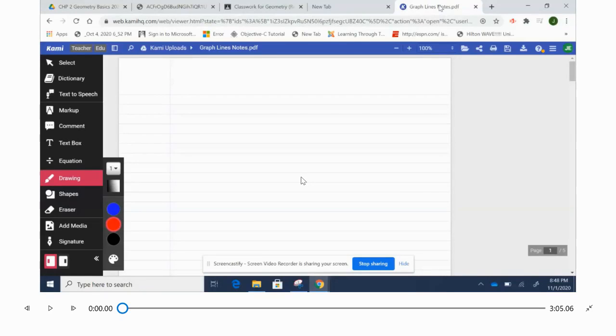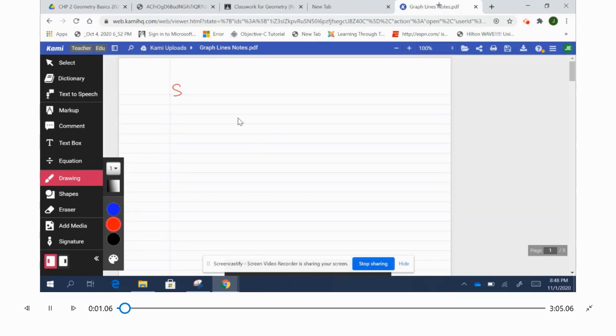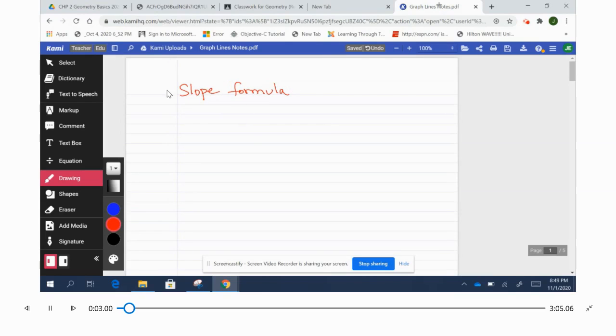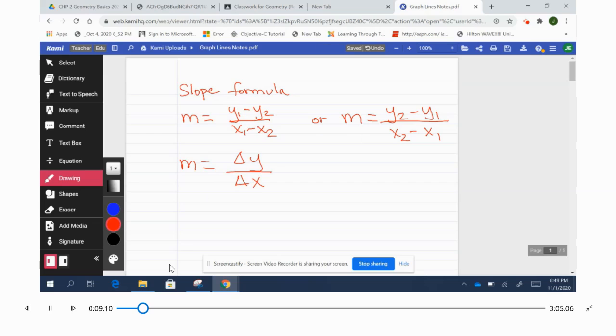Okay, so we're going to work on graphing lines. First we'll start with the slope. What we're going to look at is how to calculate slope given 2 points. We can use the formula.